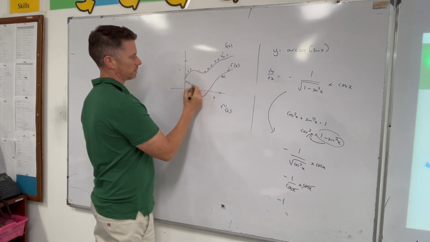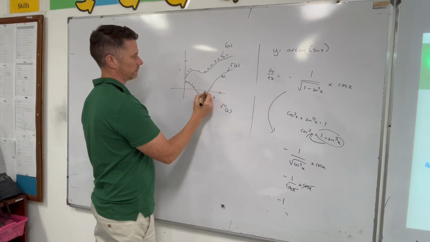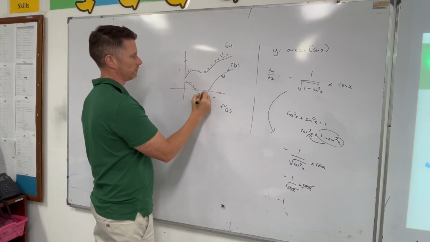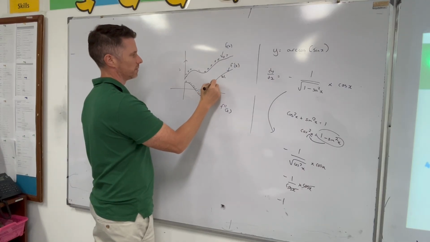So positive, positive, positive, positive, negative, negative, negative, negative. Or sorry, I did that wrong. I was looking at the gradients. Negative, negative, negative, negative, negative, positive. I'm just looking at the gradients. Positive, all uphill.